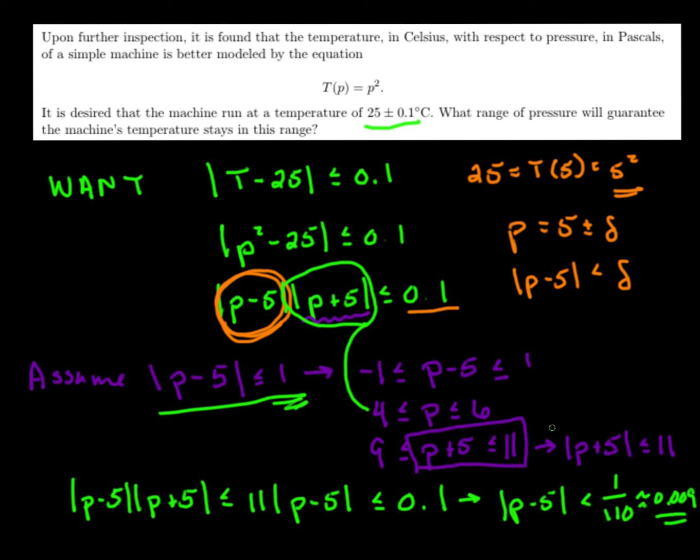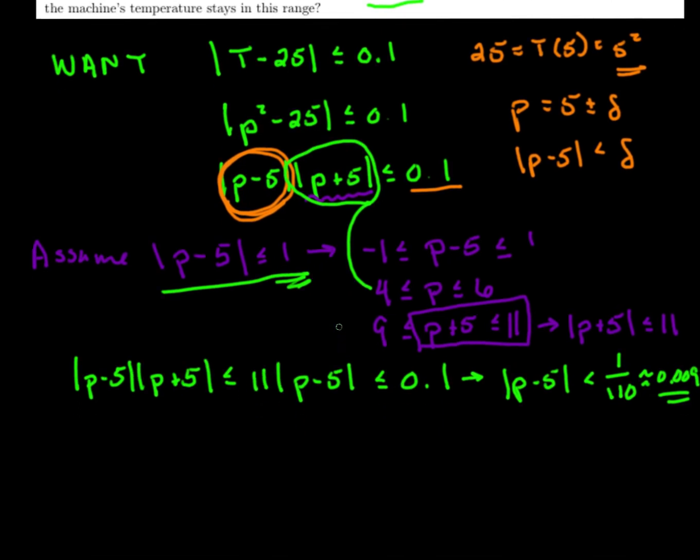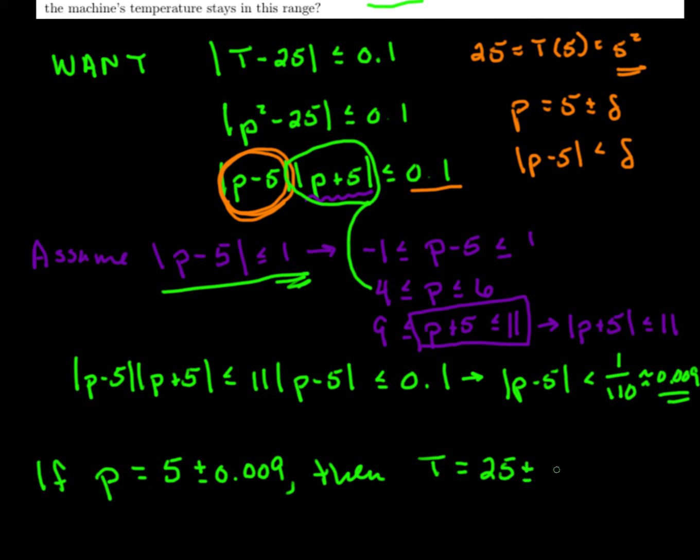And I get this statement here. So what am I saying? Well, if my pressure is equal to 5 pascals plus or minus 0.009, then the temperature will be 25 degrees Celsius plus or minus 0.1 degrees Celsius.